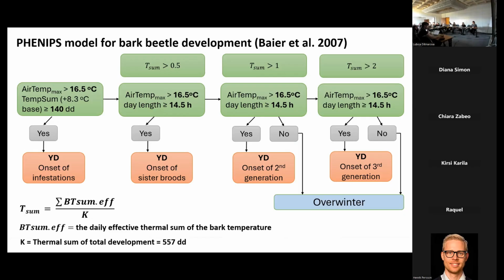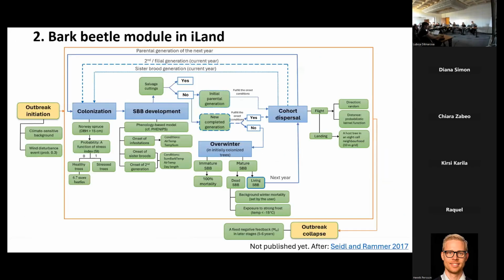Only the mature ones will overwinter. The ones that have not reached maturity will be removed from the system, so they will die. And then this cycle repeats every year until the collapse of the outbreak. At the moment, the collapse of the outbreak is defined by the user, and what has been tried so far is 5 to 6 years.